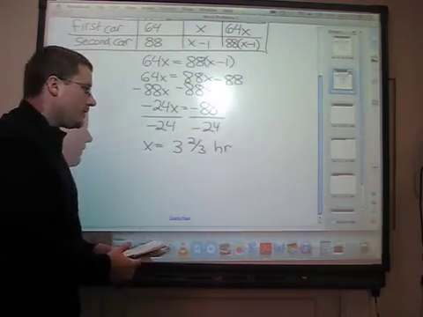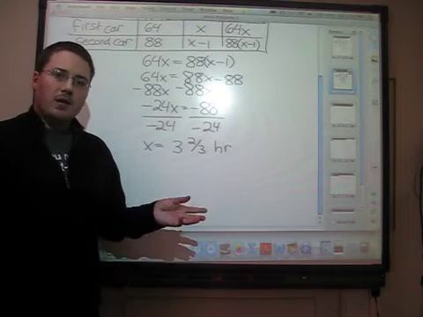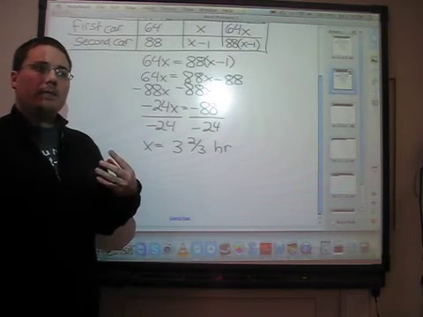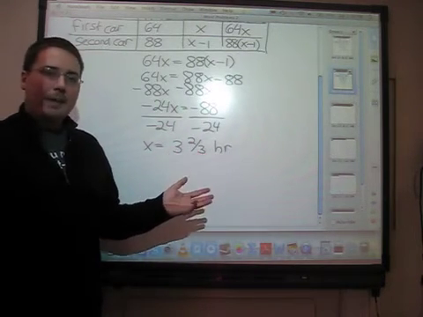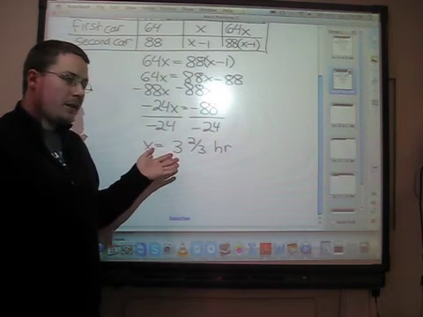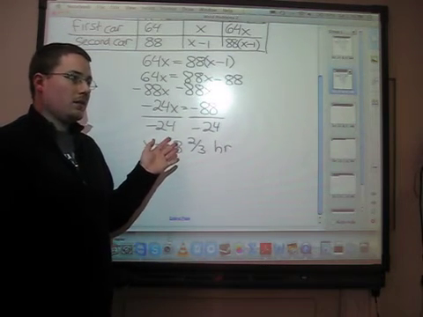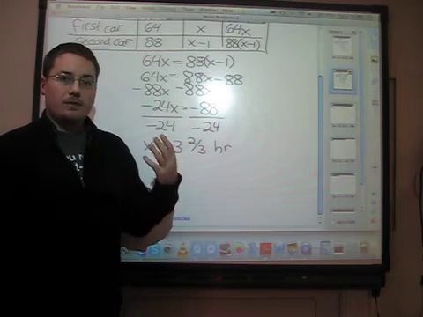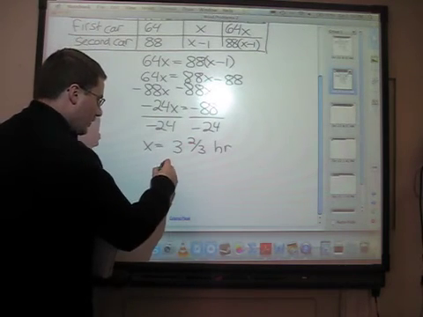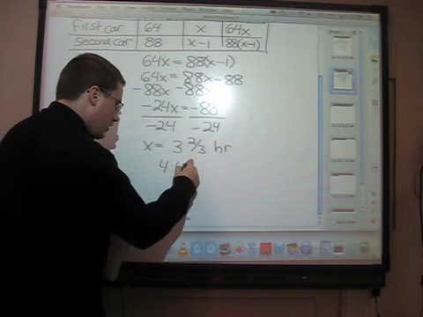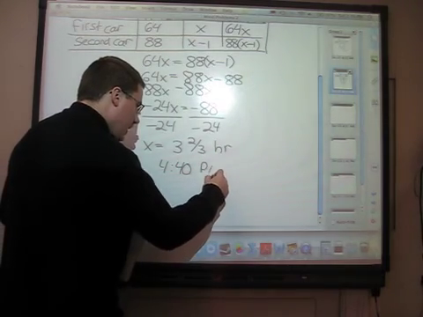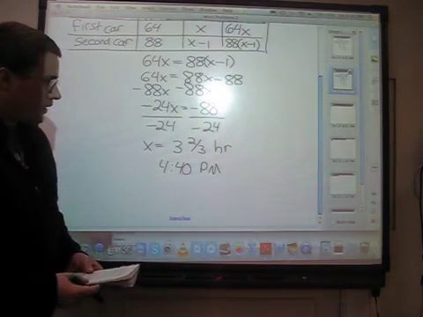Now remember how we defined the variable. That's how long the first car has been on the road. If the first car left at 1 p.m., then this corresponds to 4:40, because 2/3 of an hour is 40 minutes. So 4:40 p.m. And there's the problem.